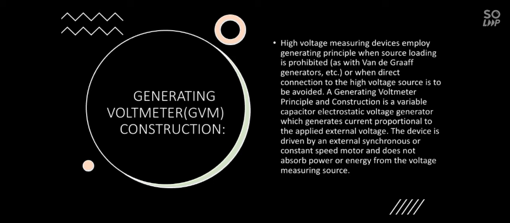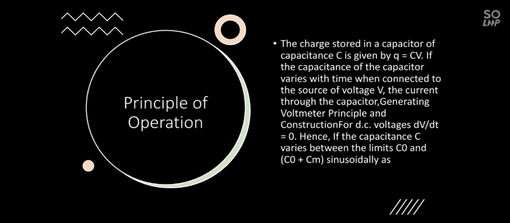Generating voltmeter, called GVM. Now we will see the construction of the generating voltmeter. High voltage measuring devices employ the generating principle where source loading is prohibited, as with Van de Graaff generators, or when direct connection to the high voltage source is to be avoided. A generating voltmeter is a variable capacitor electrostatic generator which generates current proportional to the applied external voltage. The device is driven by an external synchronous or constant speed motor and does not absorb power or energy from the voltage source.